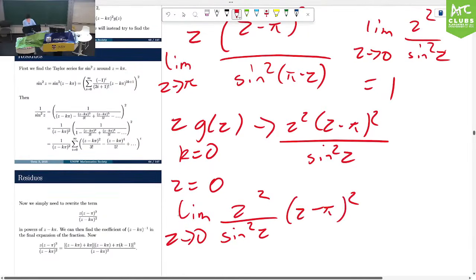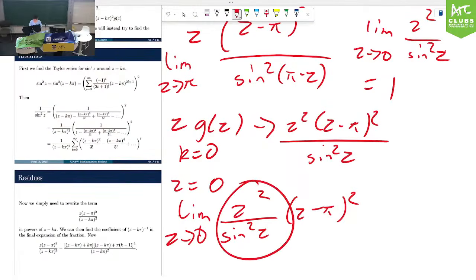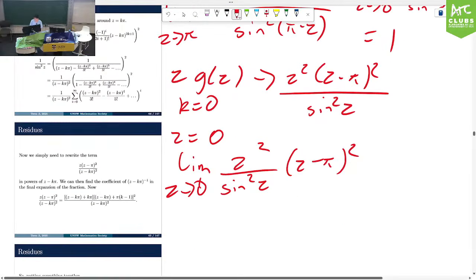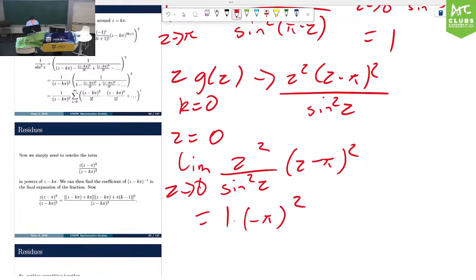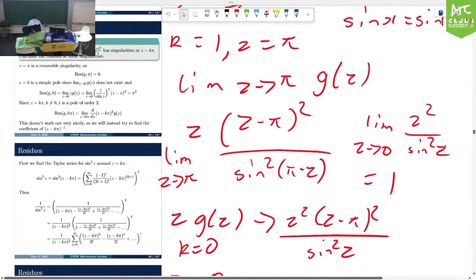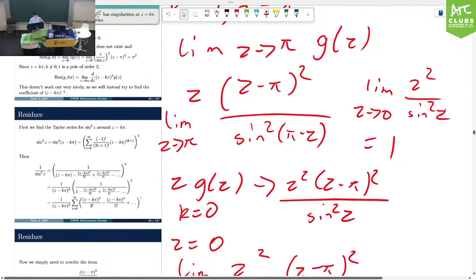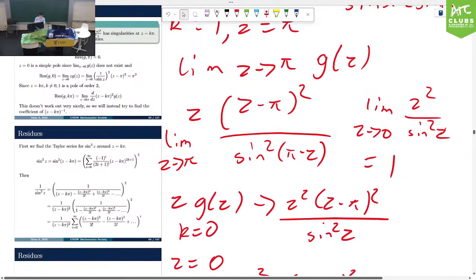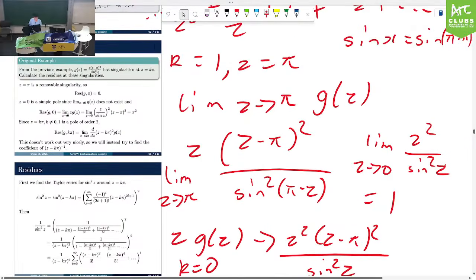Just take the limit of each of these expressions. The first one will approach 1, cool. Next one, minus pi squared, pi squared. Okay, good, we've dealt with the simple cases. So what happens if it's neither of them? When k is not equal to 0 or 1, we claim that this is a pole of order 2.